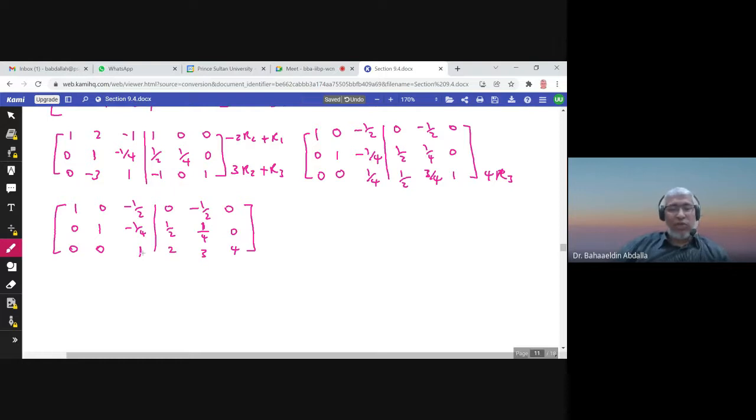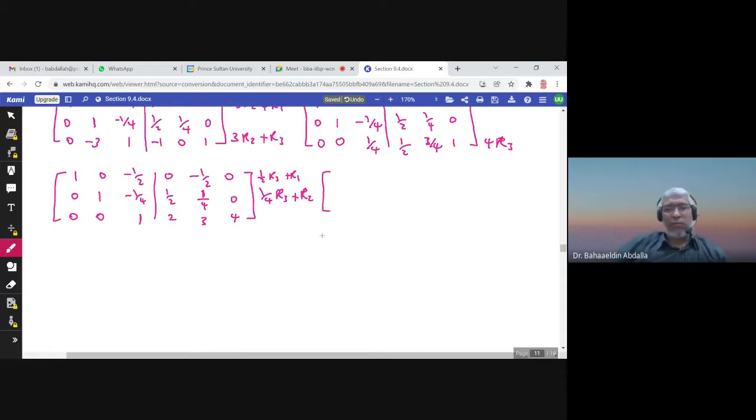Now I'll use this one to make these two numbers zeros. So 1 over 4 R3 plus R2 and half R3 plus R1. Now, the third row is not changing. And I have zeros here, so these two columns will not change. All the other columns will change.